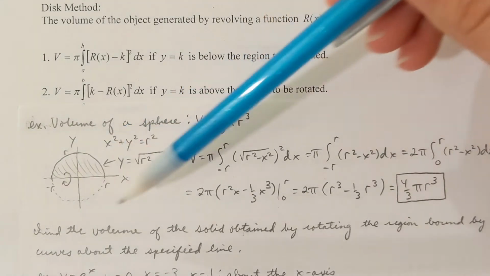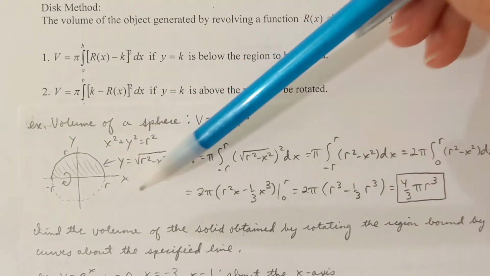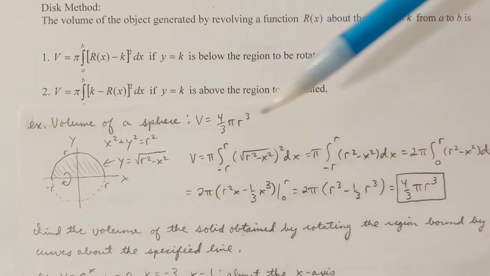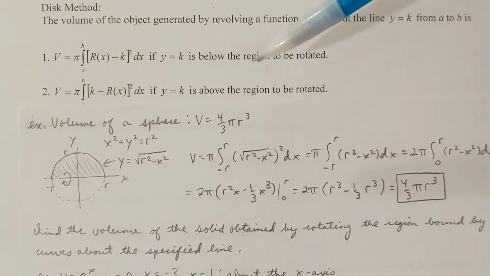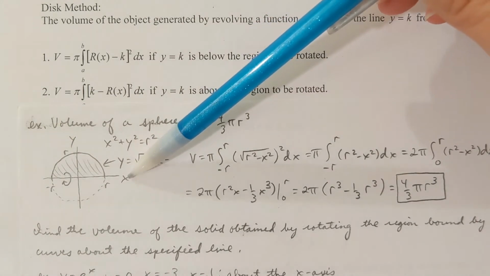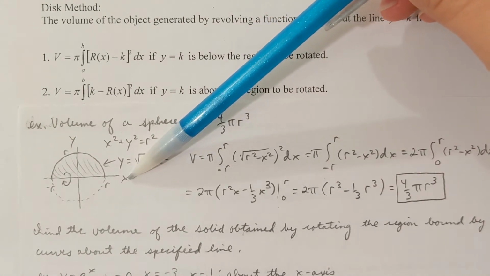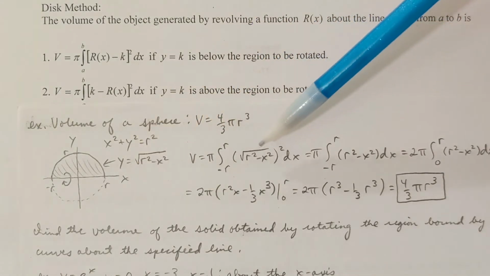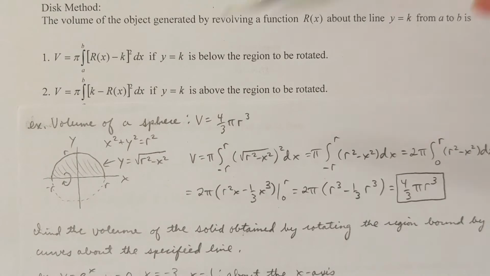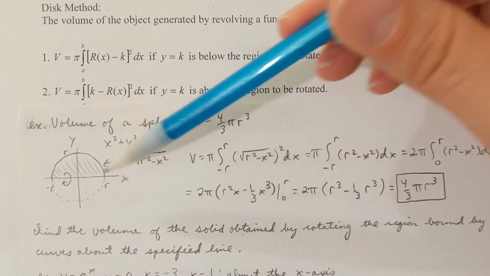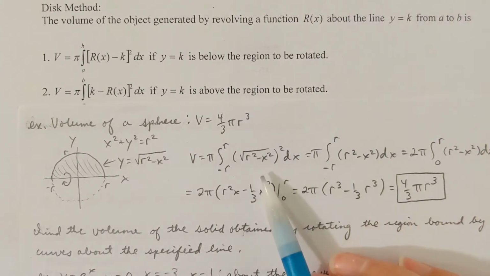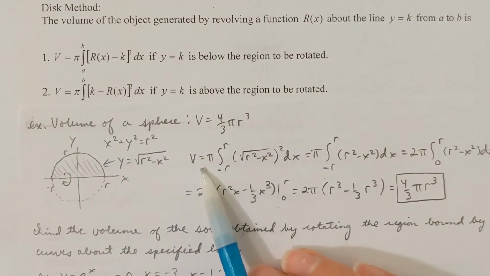Down here, the lower half, which I'm not using, would be y equals negative the square root of r squared minus x squared. Now I'm rotating this about the line y equals 0, the x-axis. Therefore, my k value in my setup is going to be 0. y equals 0 is below the region that I'm rotating. So I'm going to use this first formula here to calculate V.